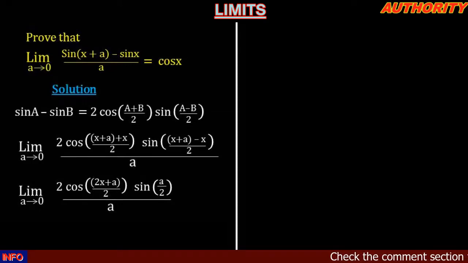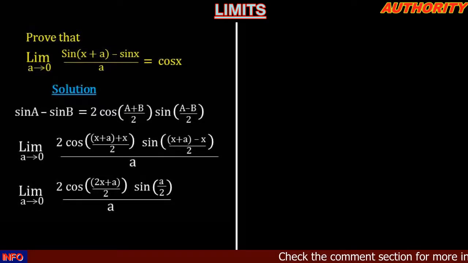So in the numerator now we have the limit as a approaches 0, 2 cos((2x + a)/2) sin(a/2), all over a. Alright, good. From this place, please pay attention. When we say 1/2 divided by 1/2, what is it going to give us? It's going to give us 1. And 1 multiplied by anything remains the same, right?